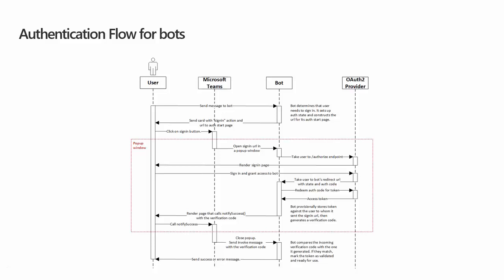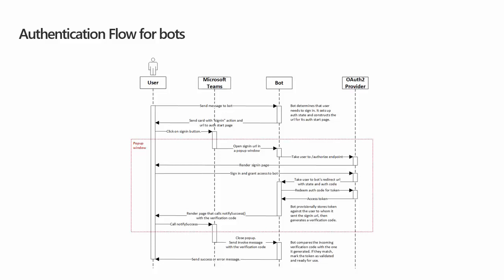No conversation about authentication is complete without the sequence diagram. And as you can see here across the top, we have the user, the Microsoft Teams application, the bot that you're writing, and some type of identity or OAuth 2 provider. Throughout this module, the OAuth 2 provider will be Azure Active Directory.